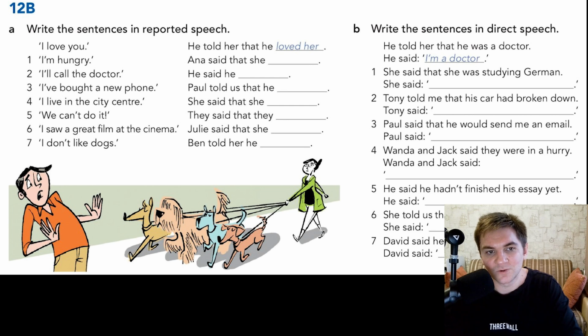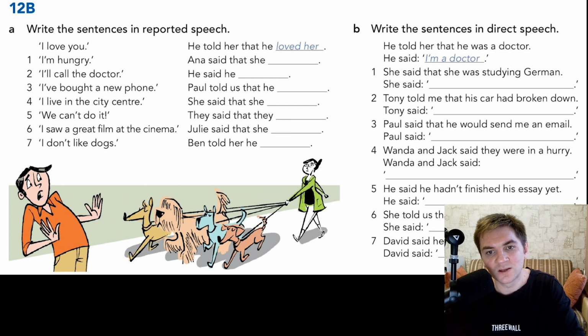Exercise A. Write the sentences in reported speech. I love you, the present simple. He told her that he loved her, the past simple. I'm hungry, the present simple. Anna said that she was hungry, the past simple. Again, you'll do the other sentences on your own, then check yourself, yeah?